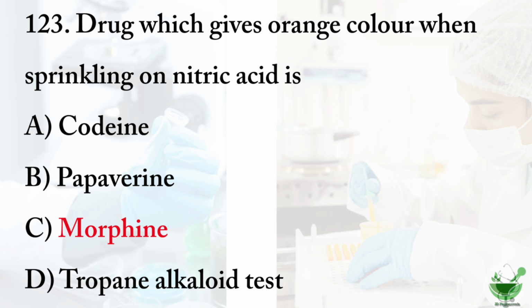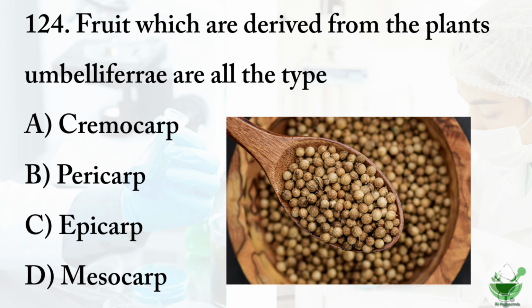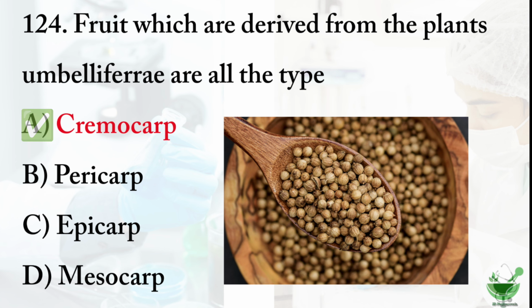Then question number 124. Fruit which are derived from the plants umbelliferae are all the type of option A, cremocarp, option B, pericarp, option C, epicarp and option D, mesocarp. The correct option is option A, cremocarp.